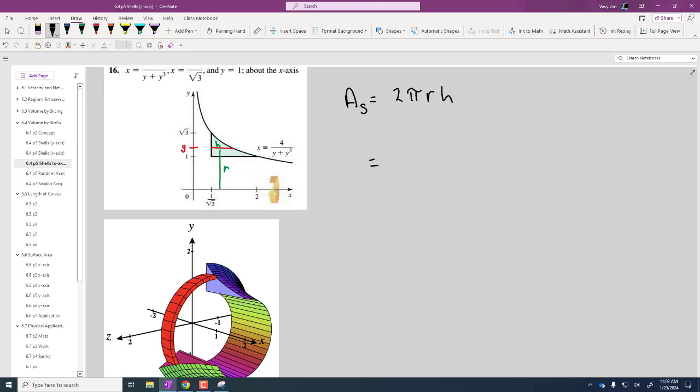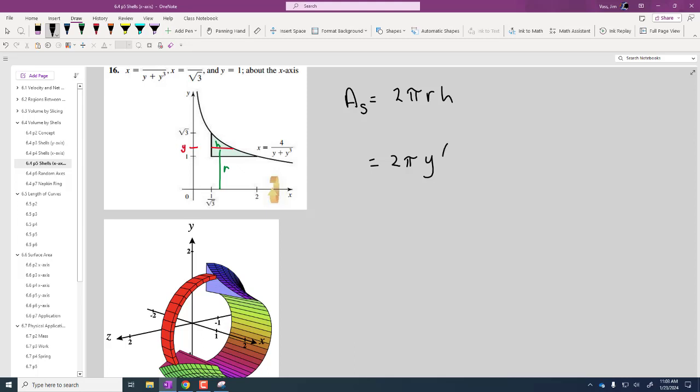The thickness of the horizontal element is dy, so we are integrating with respect to y, which means the r and the h need to be replaced with y's. We want to write them in terms of y. So that gives us 2 pi. How about the radius? y. That's what y represents. And for the height, they've already done us a favor. The height is horizontal, and horizontal means right x minus left x. The right x has already been written for us; we don't have to isolate or change anything. And the left x is that 1 over root 3.